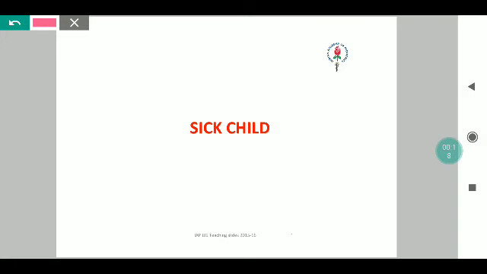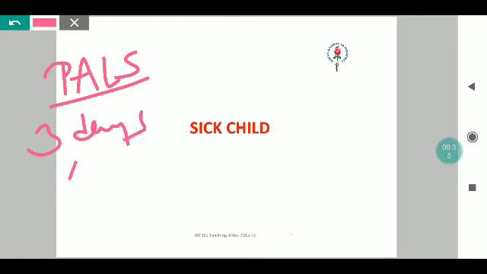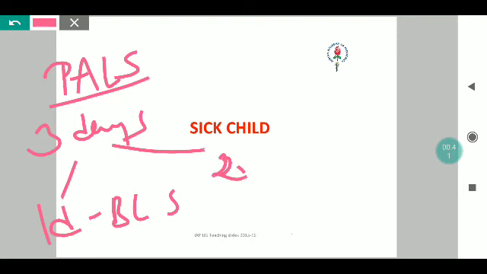The Indian Academy of Pediatrics, previously in conjunction with the American Heart Association and now on its own as a part of the ALS and BLS subchapters, conducts these programs called PALS, that is Pediatric Advanced Life Support. In general, these workshops last for 3 days, wherein the first day training goes towards BLS, that is basic life support, and the remaining 2 days go into advanced life support.